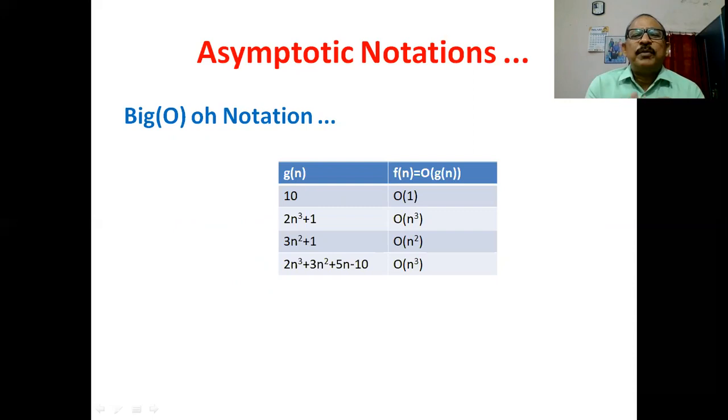If g(n) is 2n^3 + 1, then big O of this function g(n) is n^3, the maximum power of the input value n. If it is 3n^2 + 1, then big O of this function is n^2. If the function is 2n^3 + 3n^2 + 5n - 10, then again the big O of this function is n^3. This way you can determine the big O of any given function.